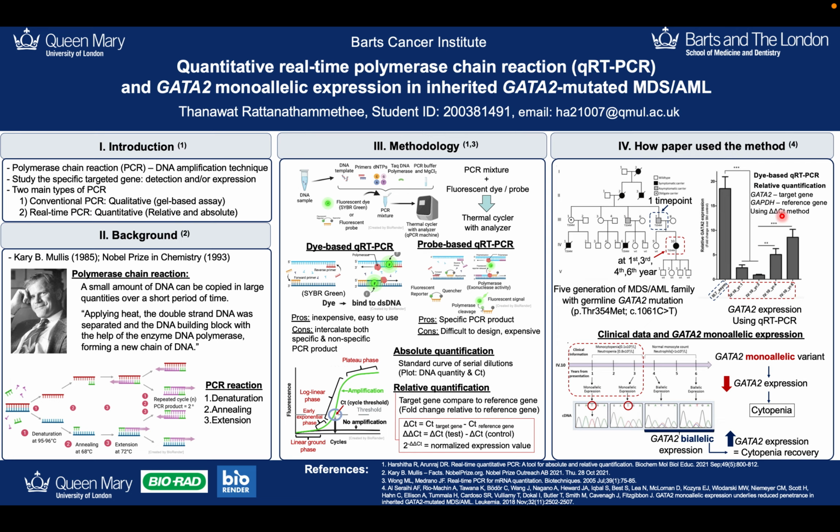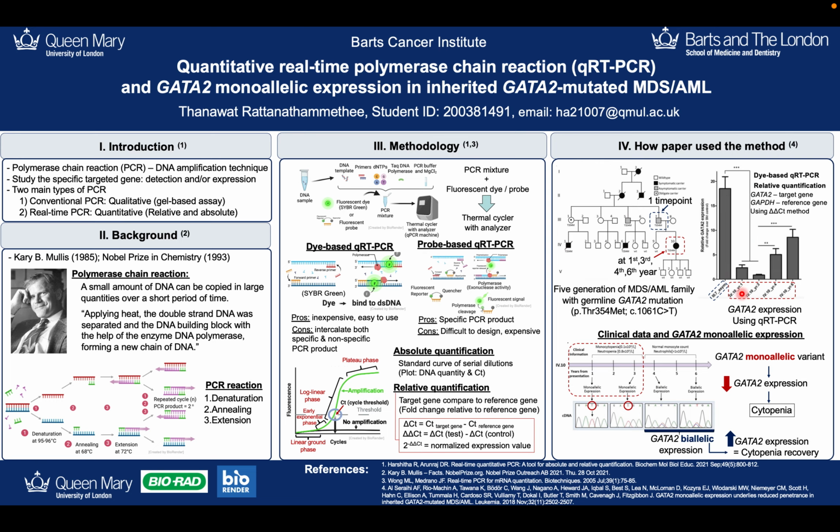The fluorescent dye was used in the real-time PCR with a relative quantification method to report the level of gene expression. GATA2 is the target gene, and a reference housekeeping gene was used for normalization. Normal healthy control bone marrow was also used with the calculation of the delta CT method. The level of GATA2 expression was higher in the asymptomatic carrier compared to the symptomatic carrier. Interestingly, the symptomatic patient demonstrated an increase of GATA2 expression during the later follow-up at the 4th and 6th year.